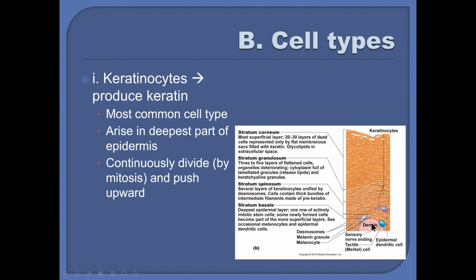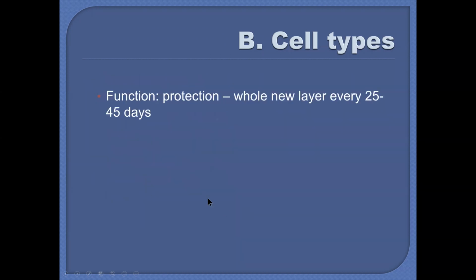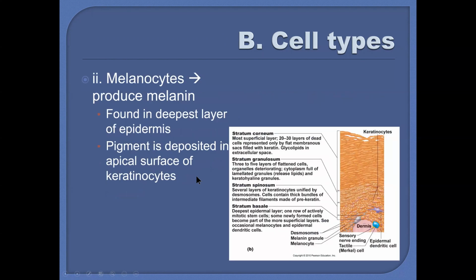This would be the papillary dermis. This is one of the papillary ridges pushing up into the epidermis, okay? It continuously divides by mitosis and pushes itself upward to the apical surface. Protection: a whole new layer every 25 to 45 days, so that's why we need continuous production and continuous mitosis.